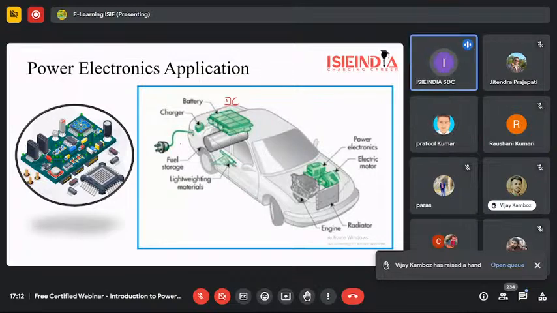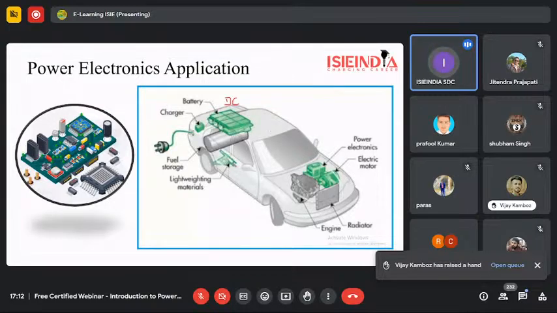My question is, it's a rectifier. Yes, it's a rectifier. When we are giving an AC power supply and we want to convert that AC into DC, we use a rectifier. So that is the onboard charger.